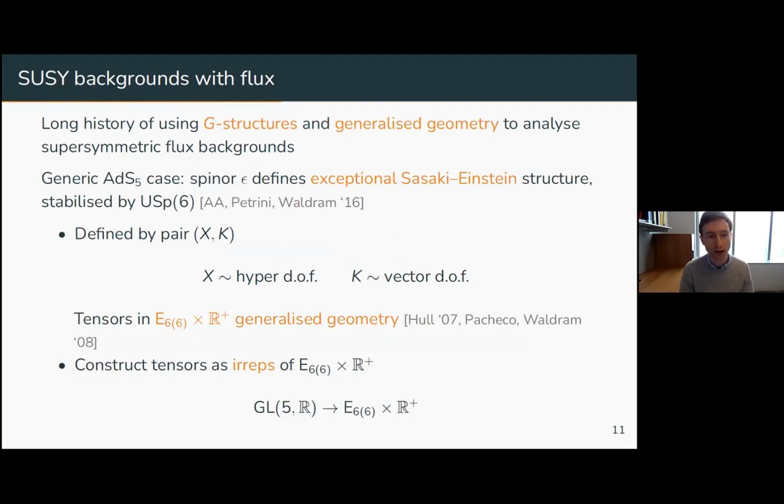So if we're looking for supergravity duals to these deformed field theories, we expect all of the fluxes to be non-vanishing. They're not going to be Sasaki-Einstein, so they're going to be difficult to find. Of course, there's a very long history of using G structures and generalized geometry to analyze supersymmetric flux backgrounds, and there are too many references for me to write down here.